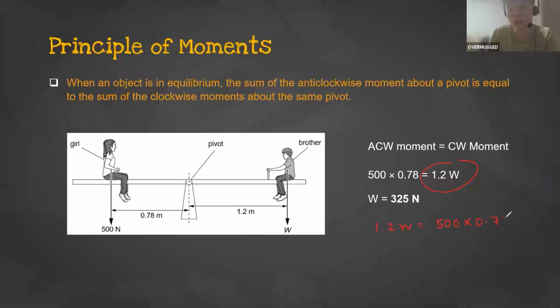Then you want to find 1W. You calculate this and then you just divide the answer by 1.2. I divide by 1.2, I can get 1 unit. What's the answer? 325. Nice.